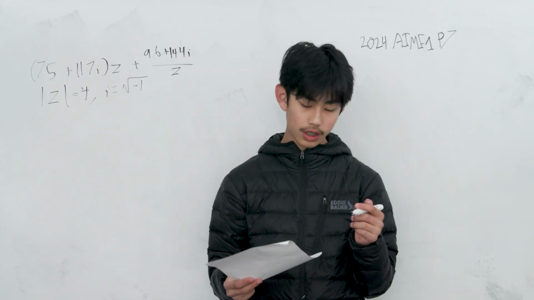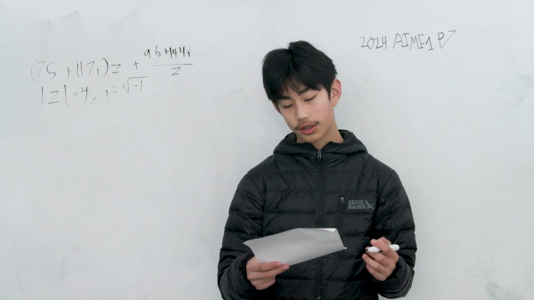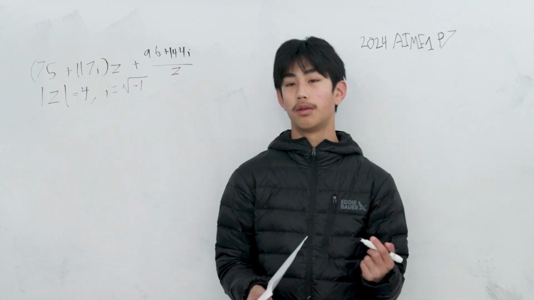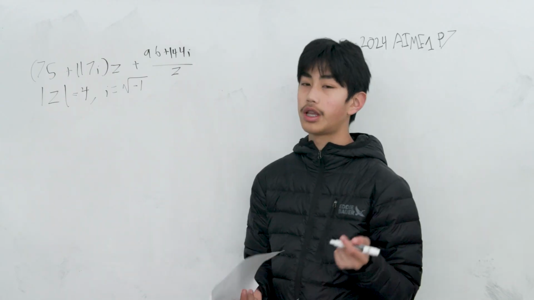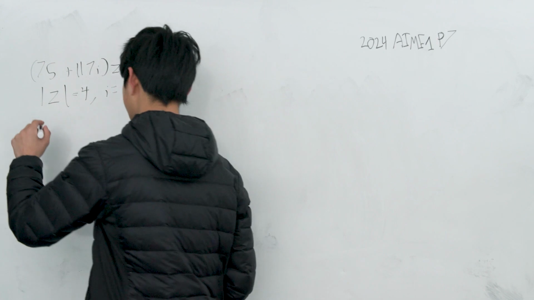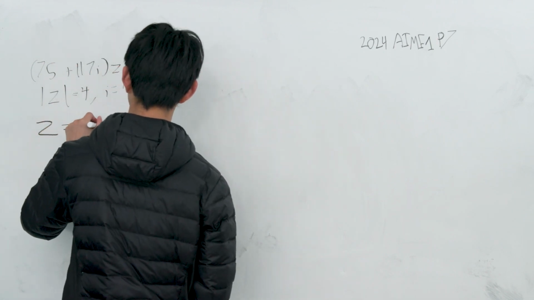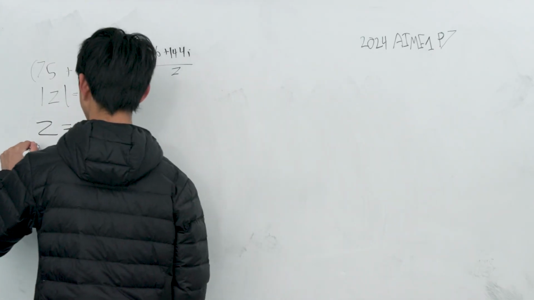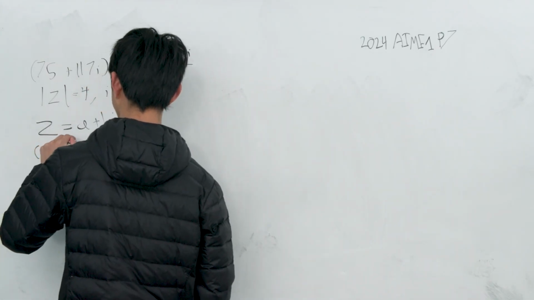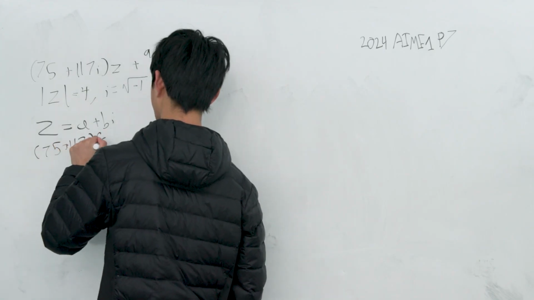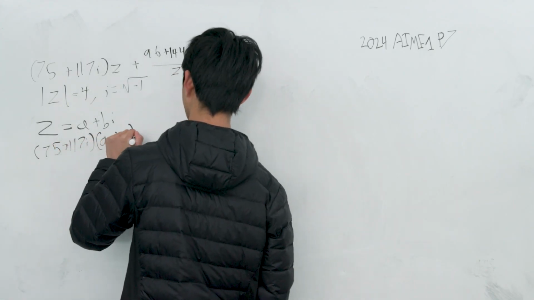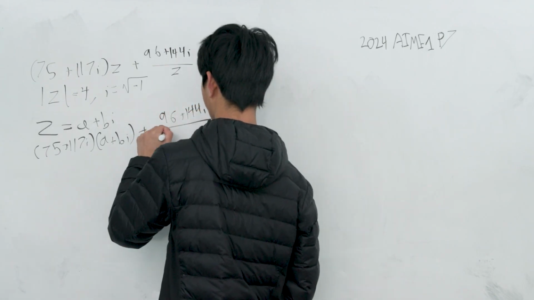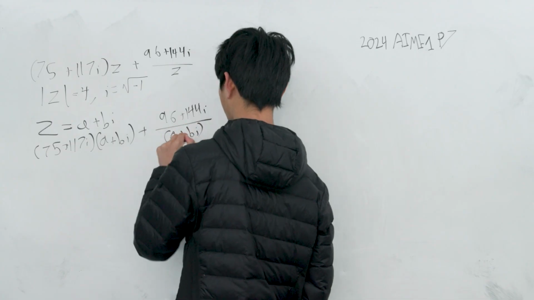The first thing we can do here is simplify it a little. We know that z is a complex number, and the standard form of a complex number is a plus bi, so we can just let z equal a plus bi. Then this equation becomes (75 + 117i)(a + bi) + (96 + 144i)/(a + bi).